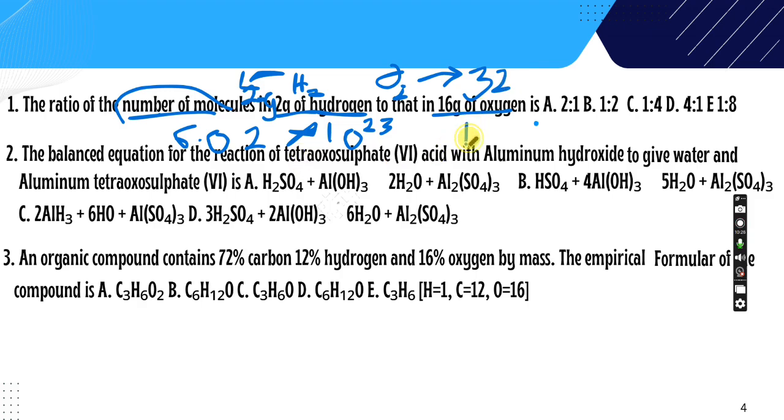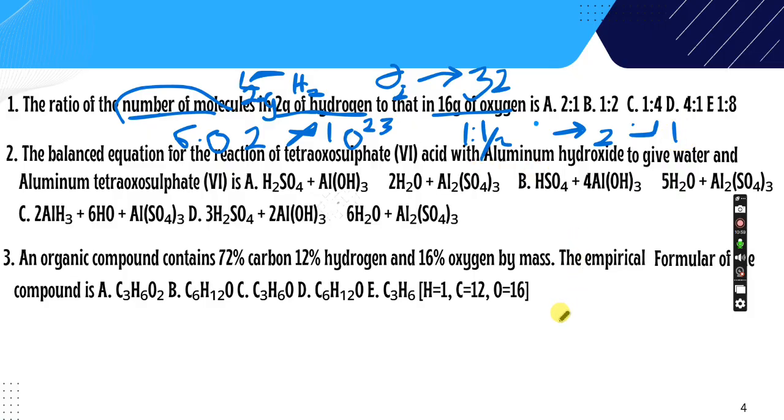So the ratio will be 1 ratio 1 over 2, right? 1 for 1 mole of hydrogen, 1 over 2 for the half mole of oxygen. And if we do this, we are going to have 2 ratio 1. How do we get it to be 2 ratio 1?